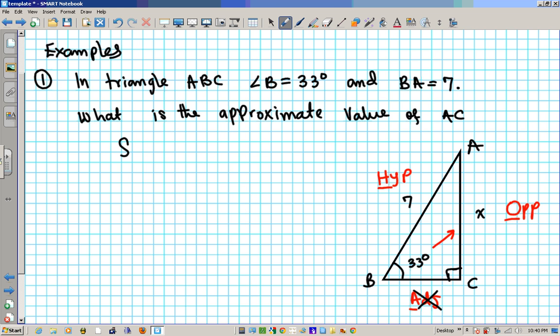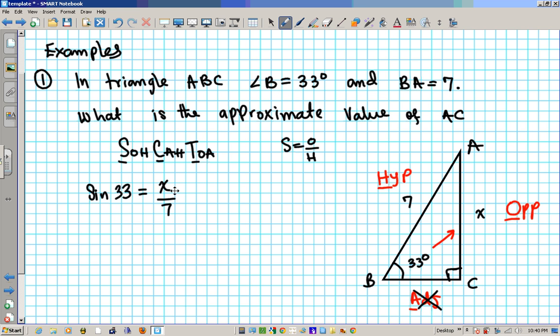If we write down SOHCAHTOA, which of these three ratios has H and O? It's SOH, right? So what does SOH mean? SOH means sine. So we write sine of the angle, which is 33, equals the opposite, which is X, over 7. Sine equals opposite over hypotenuse. That's what SOH means. So just put the opposite and the hypotenuse here.